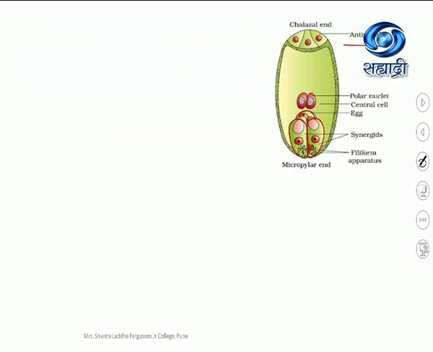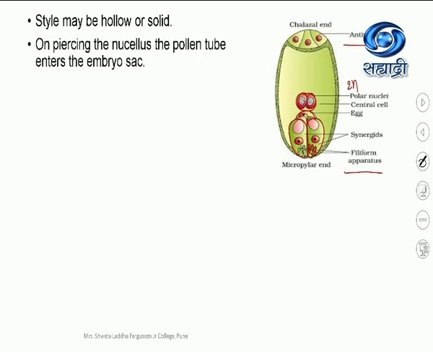In the synergids you can see these finger-like processes, which are called the filiform apparatus. In the center you can see these are the polar nuclei. Later they will fuse together to form a central cell or secondary nucleus, which is diploid. Antipodals are haploid, synergids are haploid, egg is haploid. Only the polar nuclei, which fuse to form the secondary nucleus later, will be diploid. So the style may be hollow or solid.